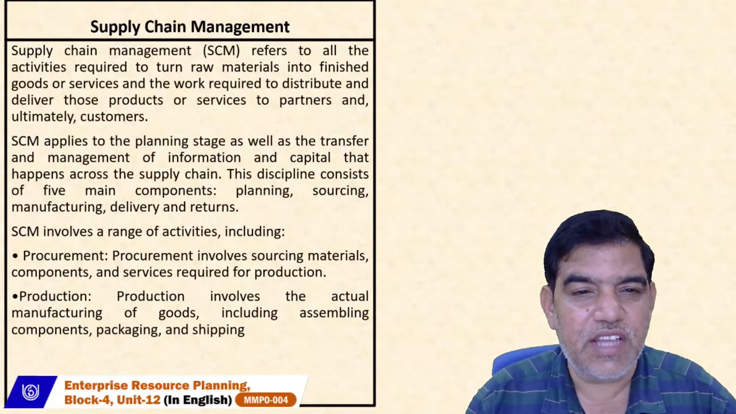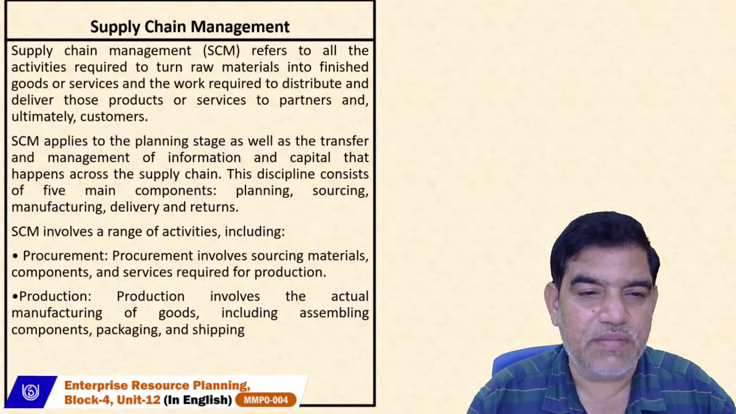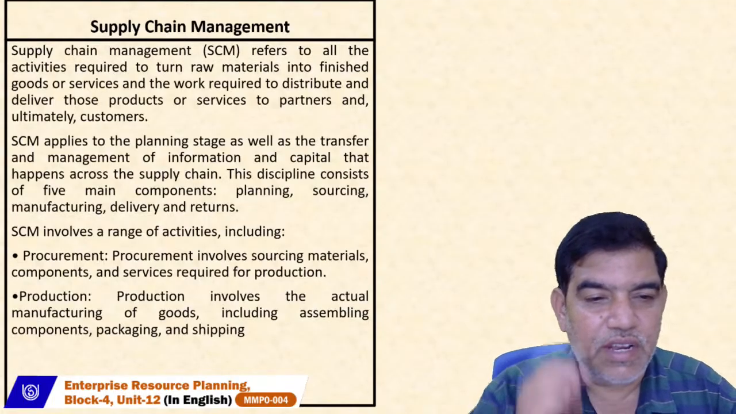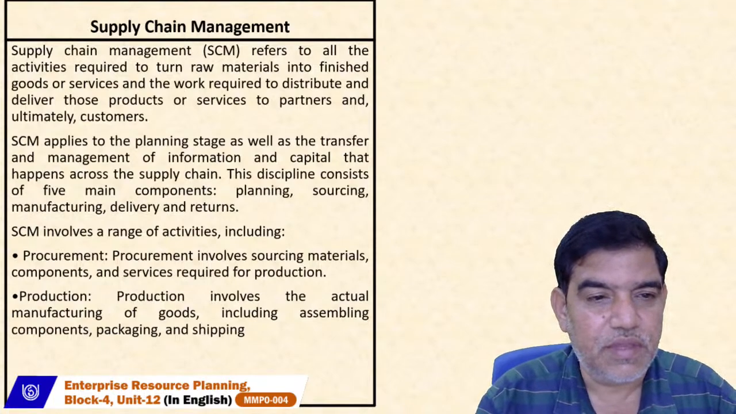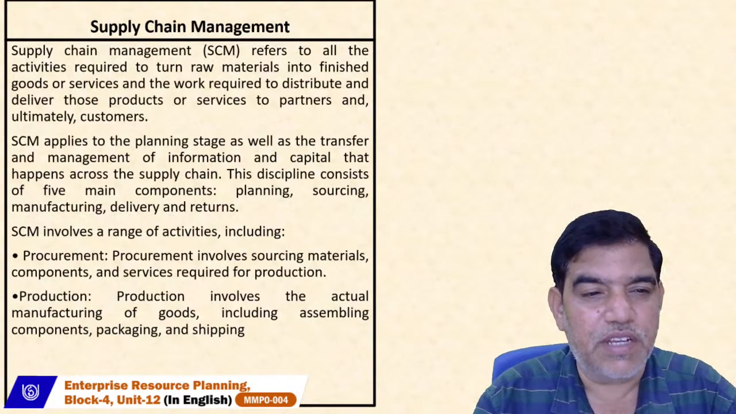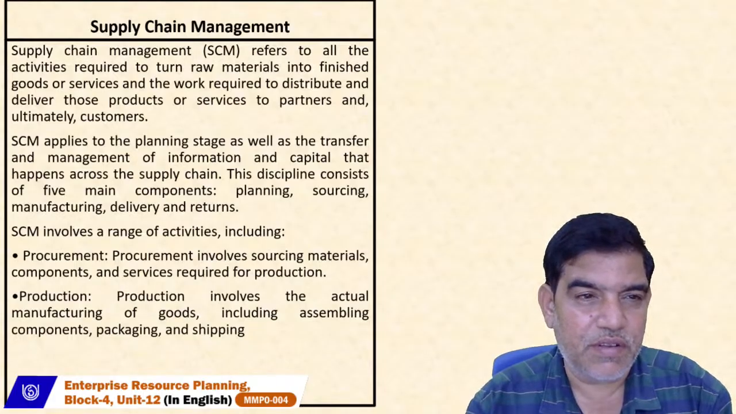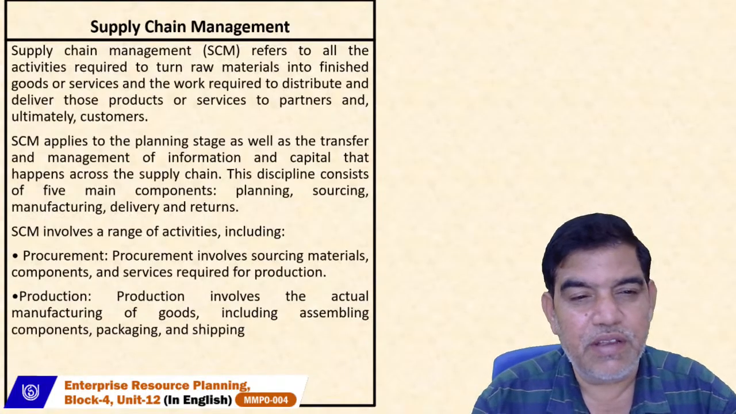SCM applies to the planning stage as well as transfer and management of information and capital that happens across the supply chain. This discipline consists of five main components. First one is planning, sourcing, manufacturing, delivery, and returns. So, in supply chain, the main component is planning. We have to first plan. First, we understand what the objectives are, what the problems are. Then sourcing, then manufacturing, then delivery and returns.